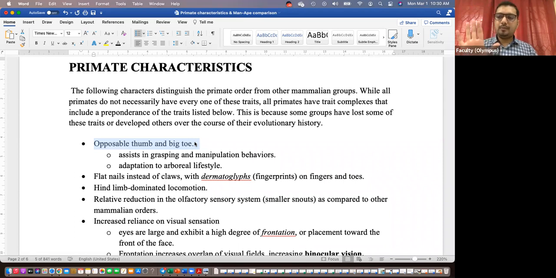What does it mean? Opposable thumb means with the thumb you can touch the tip of any finger. The thumb is placed in such a way that with it you can touch the tip of any finger. This is called opposable thumb.